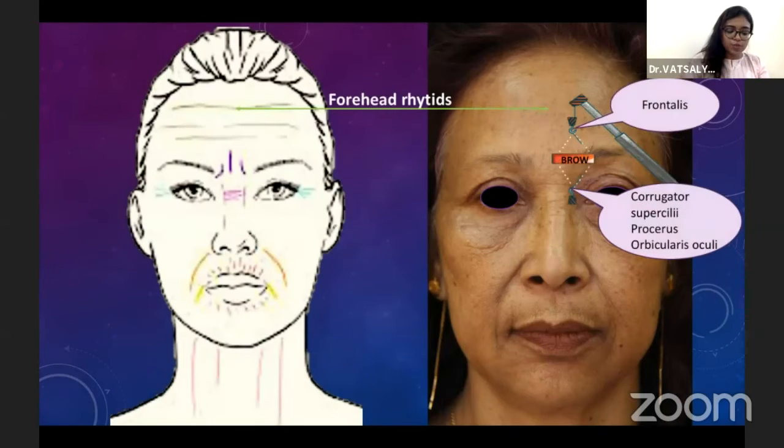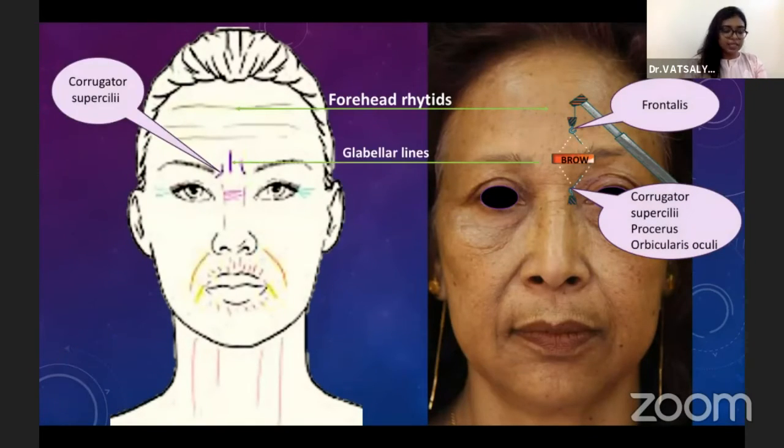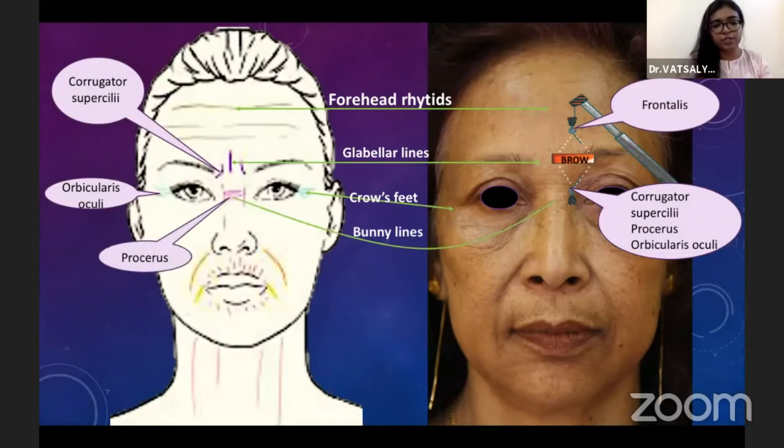The rhytids are associated with underlying facial muscle contracture. We can see that the horizontal forehead furrows are formed as a result of the action of the vertically oriented frontalis. The vertical lines between the brows are a result of corrugator supercilii action. Horizontal nasal dorsum rhytids, or the bunny lines, are a result of the action of procerus.